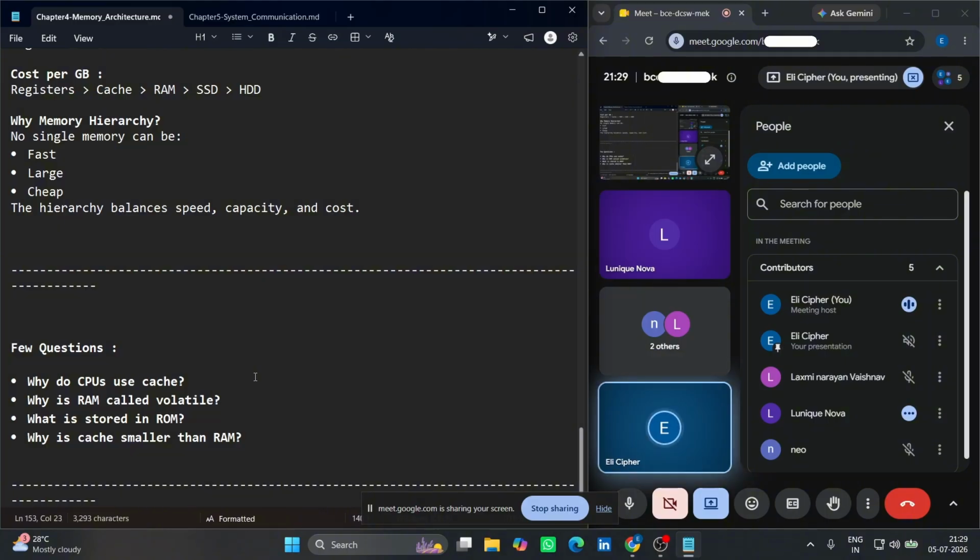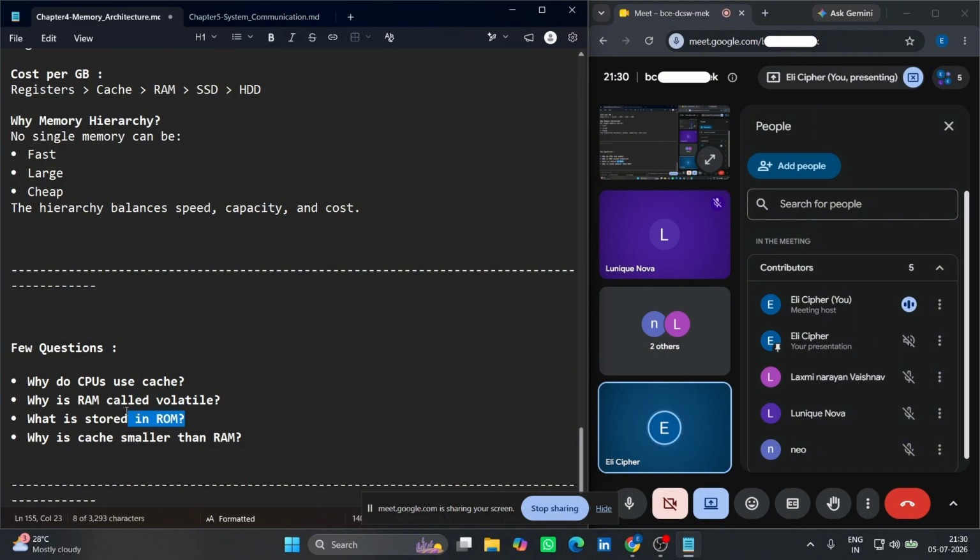Okay, let me answer that. CPU uses cache so that it can process information fast, right? Because if it takes the data from RAM, then at micro scale level it has to travel a lot of distance. We have already discussed all these things yesterday as well. Then why is RAM called volatile? Because it doesn't store data once our system is powered off or something like that.